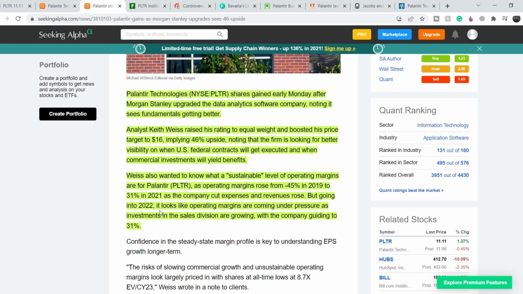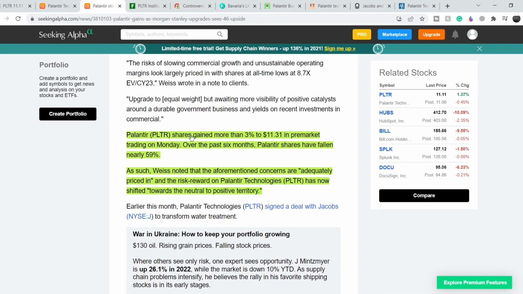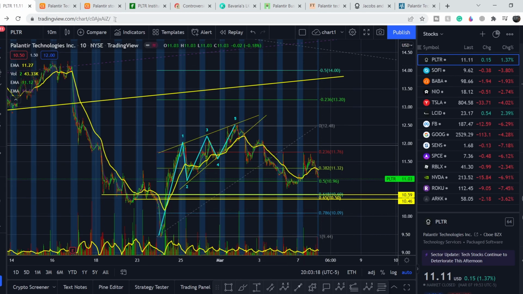But going into 2022, it looks like operating margins are coming under pressure as investments in sales divisions are growing, with the company guiding to 31%. And let me quote you this. Palantir shares gained more than 3% to $11.31 in pre-market trading on Monday. Over the past 6 months, Palantir shares have fallen nearly 59%. As such, Weiss noted that the aforementioned concerns are adequately priced in, and the risk-reward on Palantir Technologies has now shifted towards neutral to positive territory. And definitely a $16 price target is not the highest one. For now we are at $11, roughly this range.